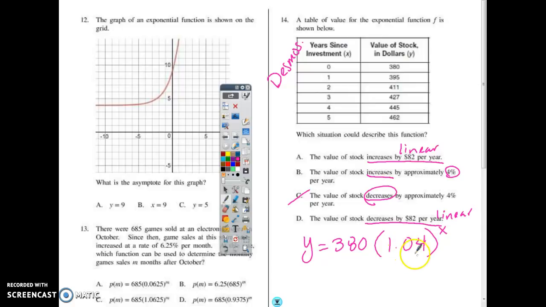Okay, it has to be by percentage. That 0.04 is 4%, and it's increasing because it's greater than the dollar. Okay? So the answer is B. The rest of these questions are pretty simple. Let's go to problem number 3.